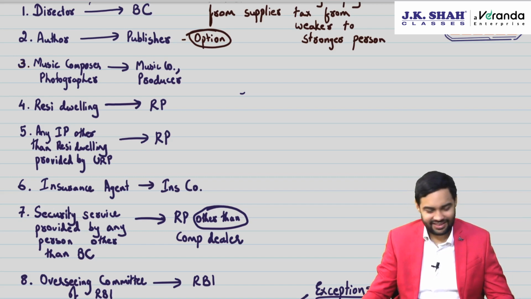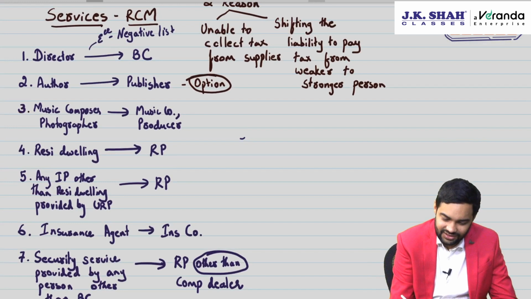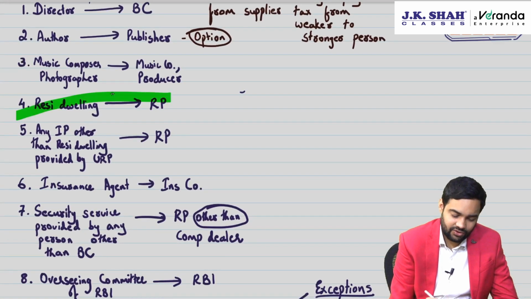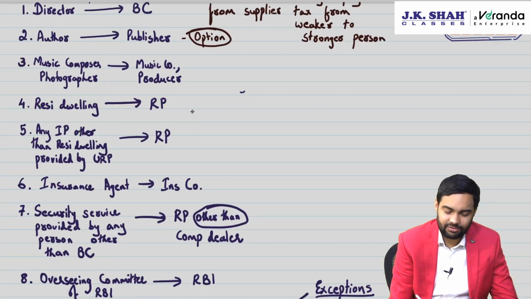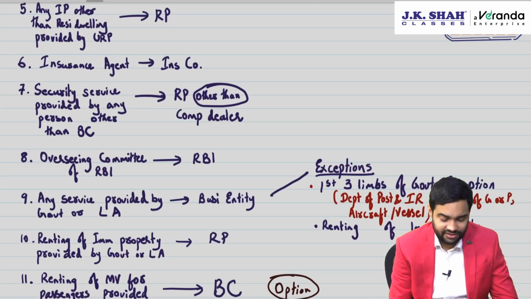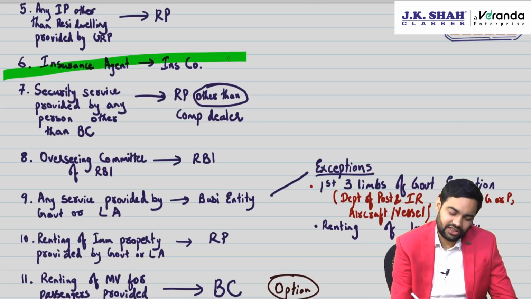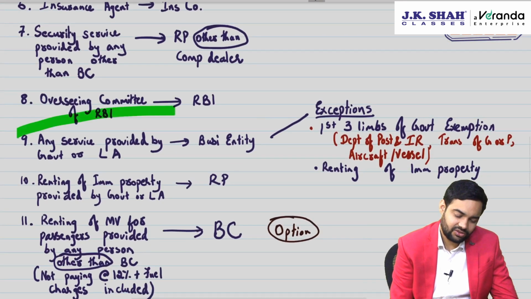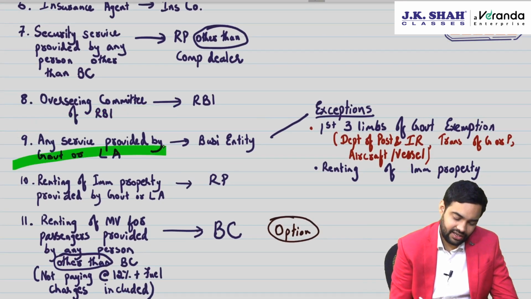Let's see. Mr. A was a director in a music company and he used to also write some books. The company took a residential house for rent and a commercial property as well. He received a call from a terrorist. The company arranged for an insurance agent and security services. They also took help from RBI and government.